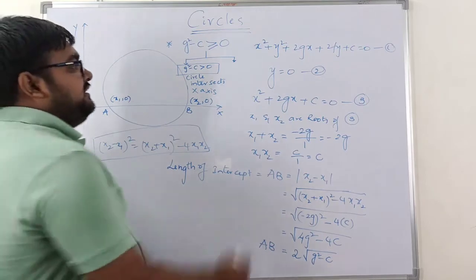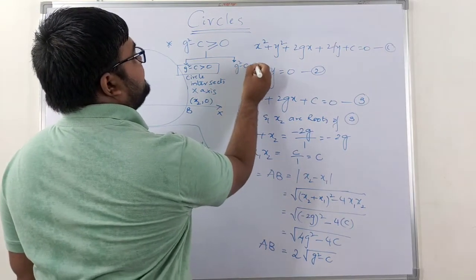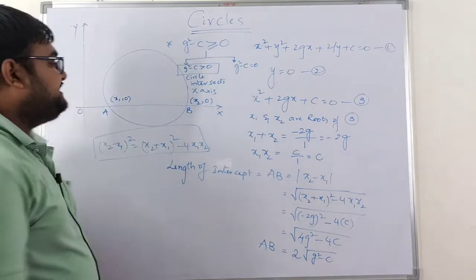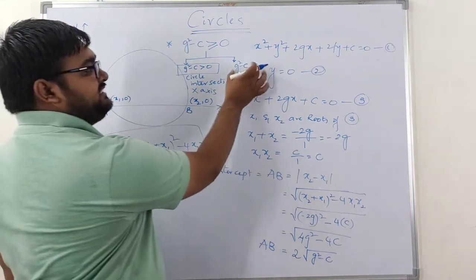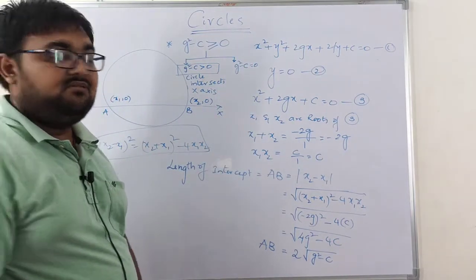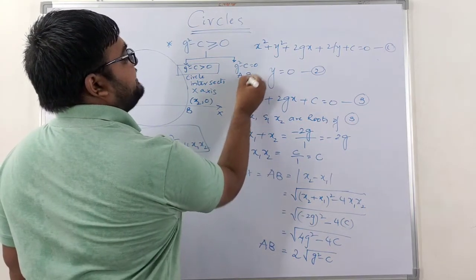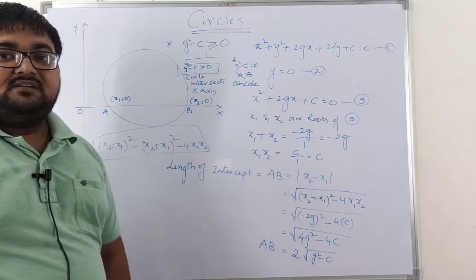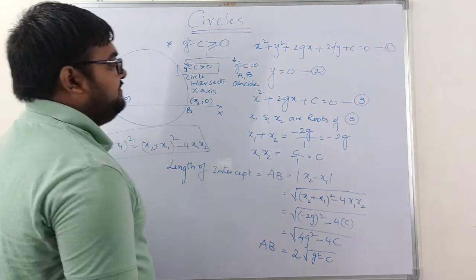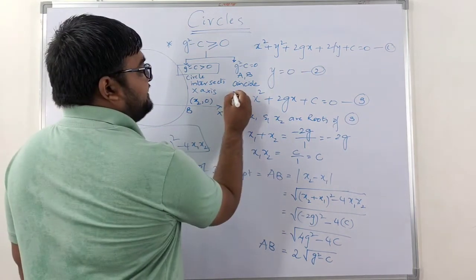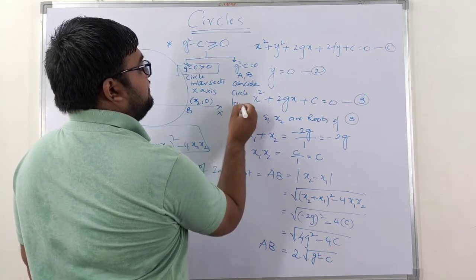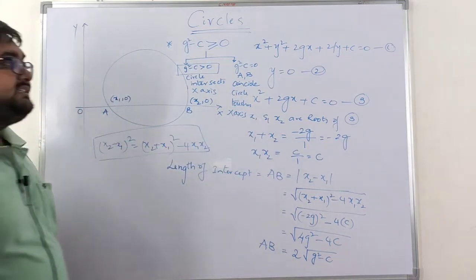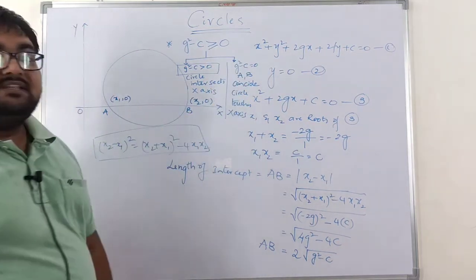Now suppose g square minus c is equal to 0. This 2 times square root of g square minus c is nothing but this distance only. So when the distance is equal to 0, that means the intercept is equal to 0, that means points A and B coincide. Then I can say the circle just touches the x axis. So you need to understand these two conditions.